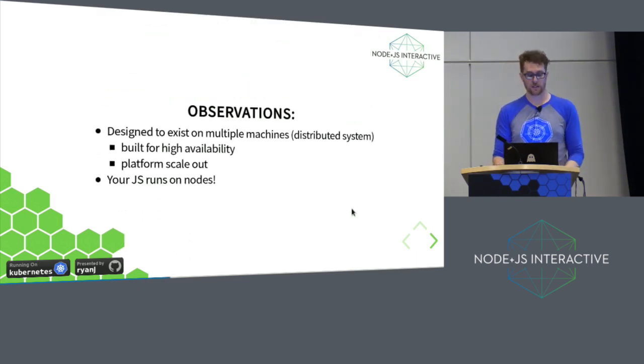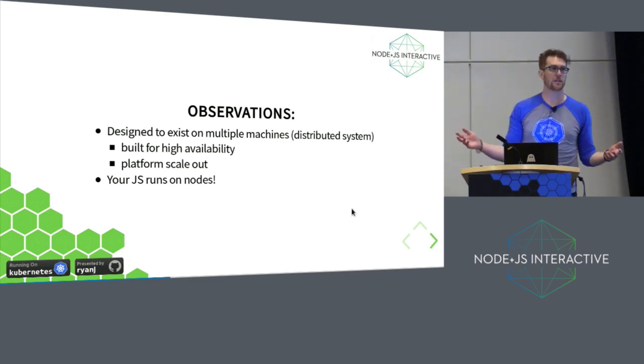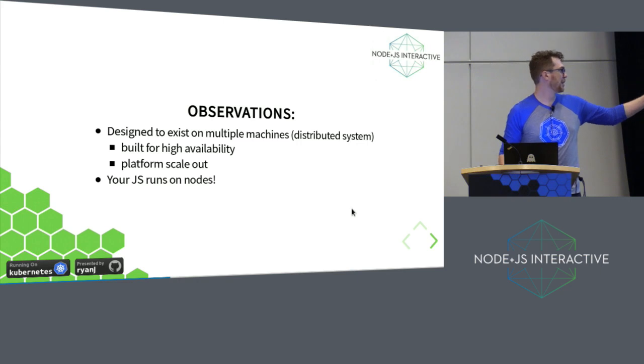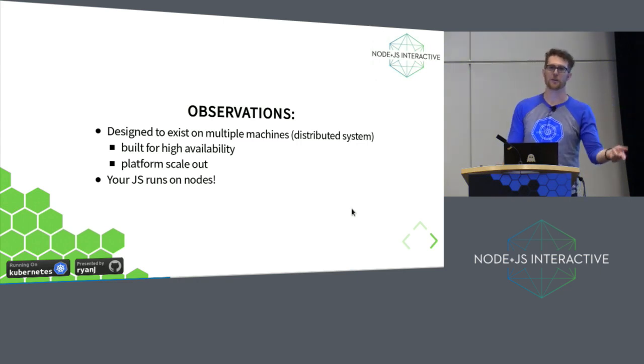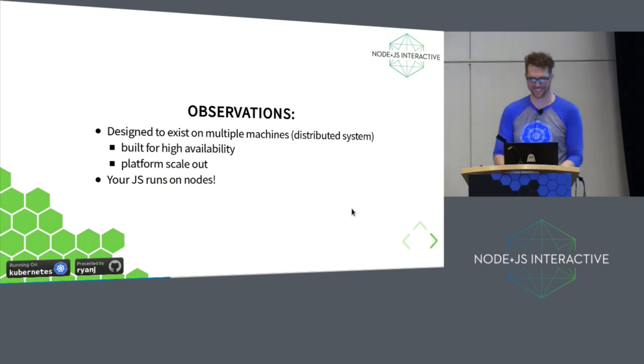So observations from this section: Kubernetes is designed to exist on multiple machines. It's really trying to solve problems of distributed systems design. It's built for high availability and built for platform scale out. And also, terminology-wise, your JS runs on nodes, not the other way around.